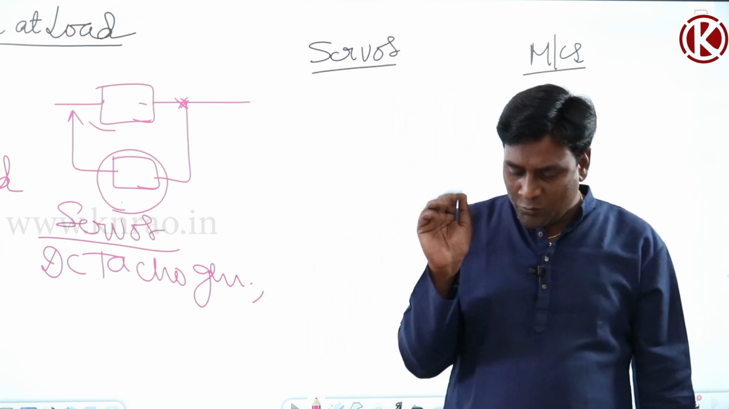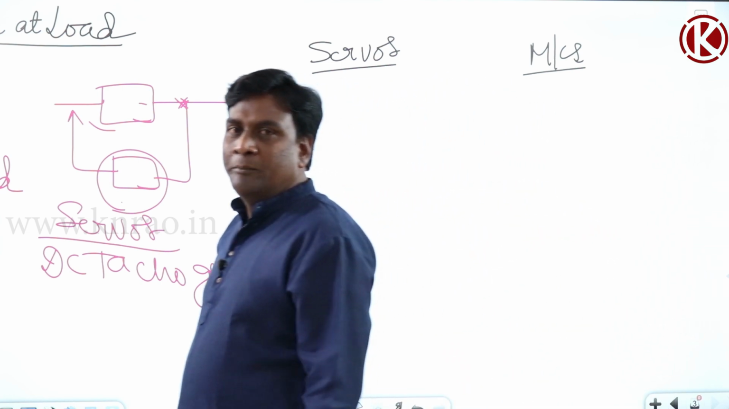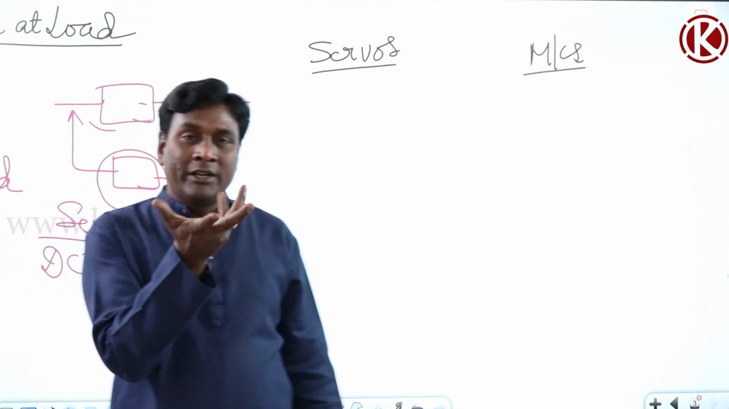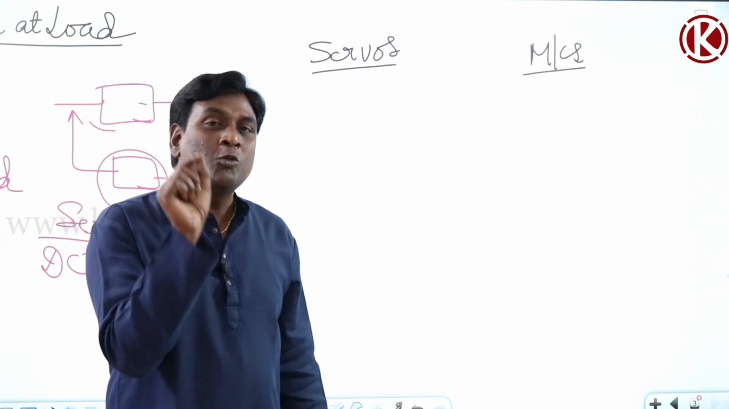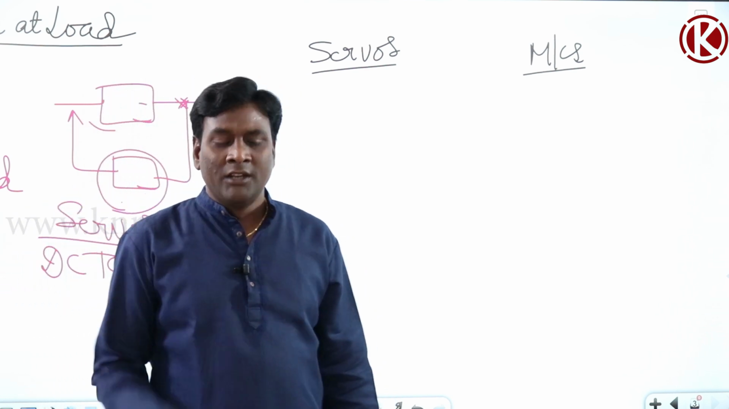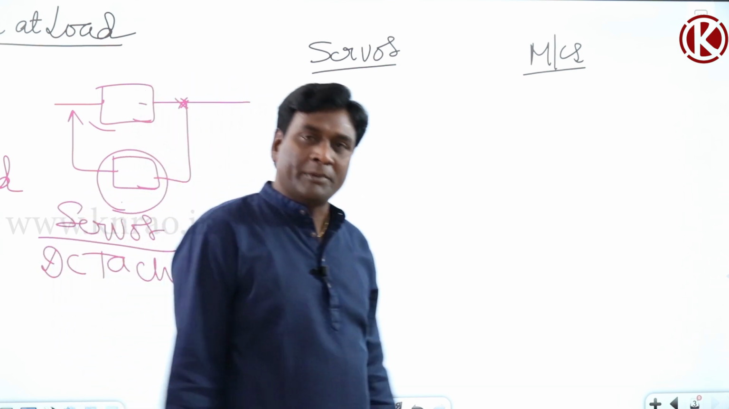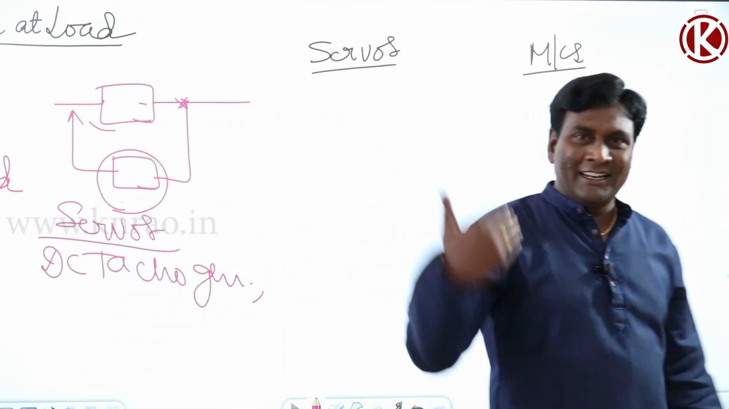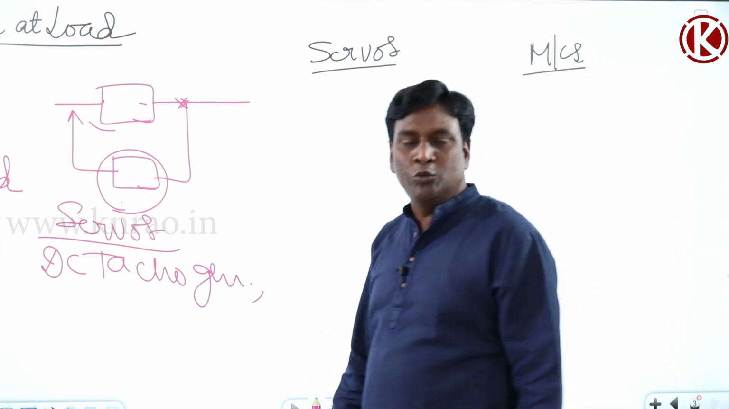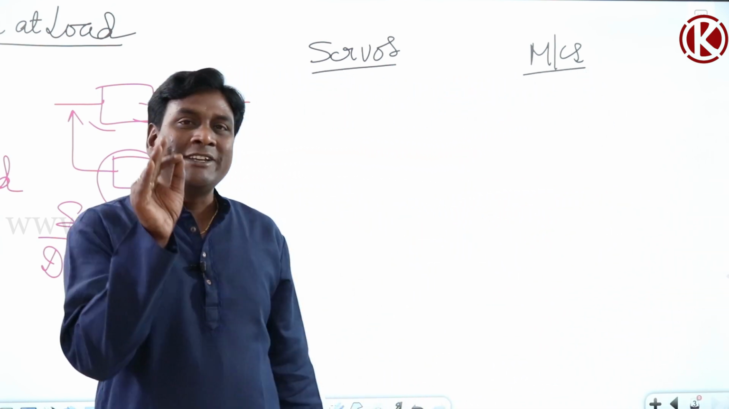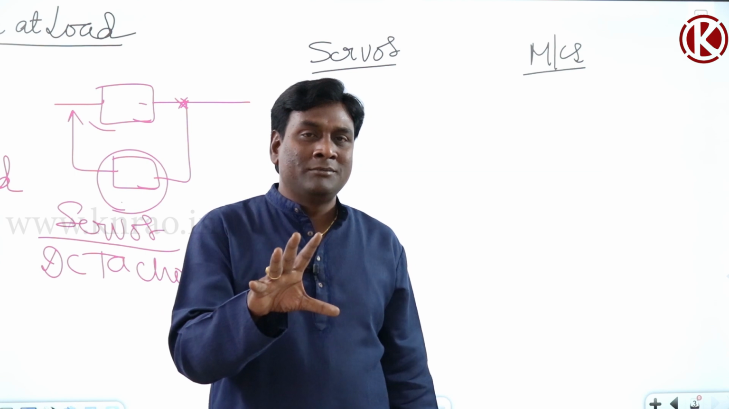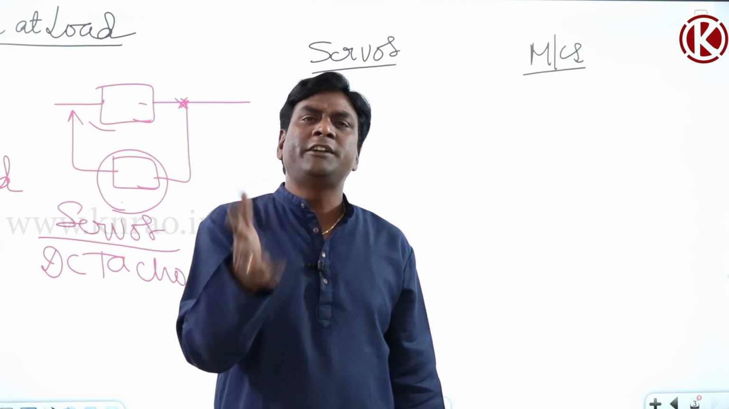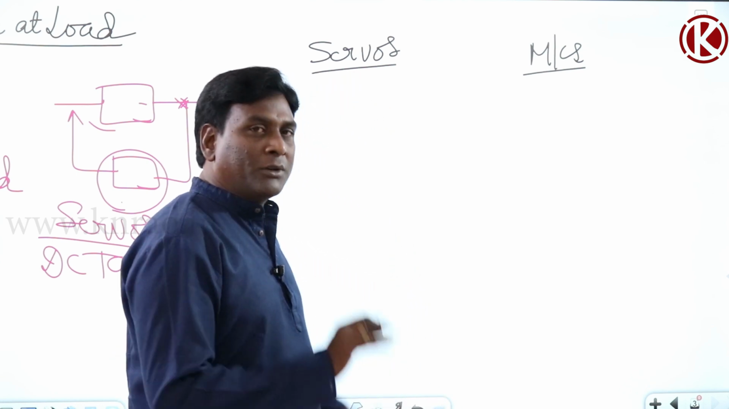Basically, one thing I'll tell you. The volume of air around the active length will normally give you the power handling capacity of the machine. Of course, there is a derivation also, maybe if time permits I will do it. The volume of air in the air gap, in the active length, will tell you the power handling capacity. Just keep it in mind.